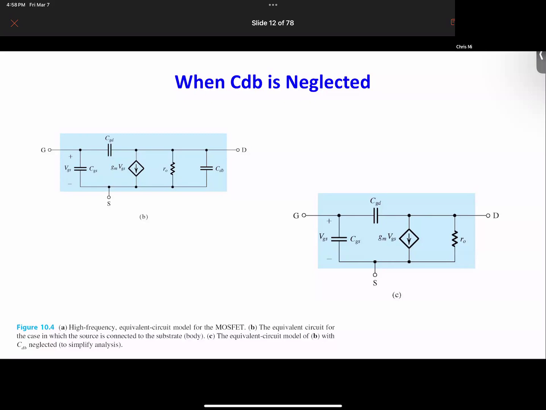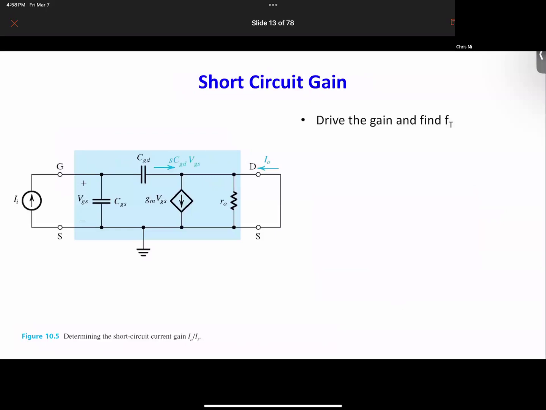Even though the circuit is simpler like this, we still have to write the node equations or loop equations to solve for the final answer. So instead, we're going to do one thing before we move on: let's find the frequency characteristics. In order to find the frequency characteristics, the easy way is to find what we call the short circuit gain. So instead of voltage gain, we'll look at short circuit gain.